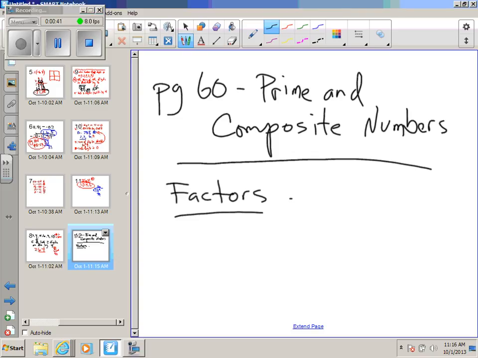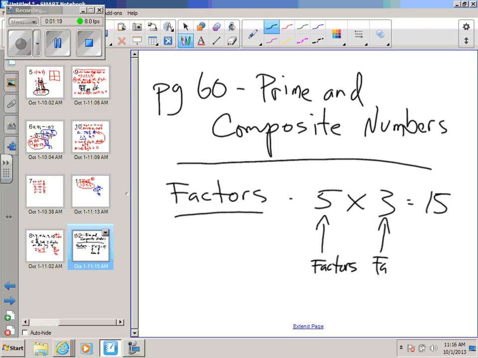What are factors? The numbers in the multiplication problem. Factors are what are being multiplied. So for example, give me a multiplication example problem. Can we do 5 times something else besides its own number? 3, 2, whatever. And that would equal 15. Your factors are 5 and 3.